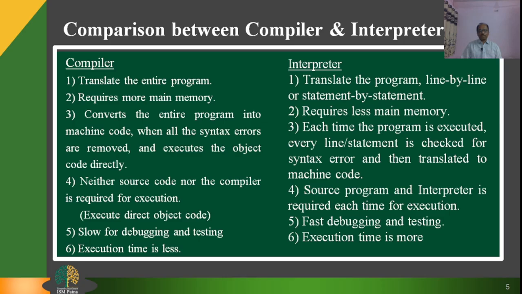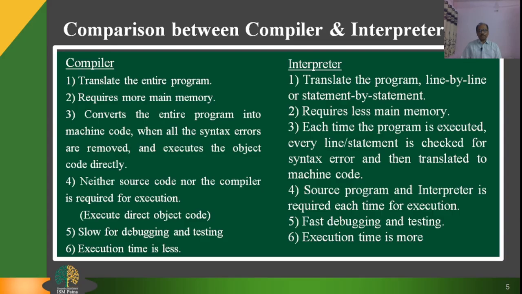The compiler requires neither source code nor the compiler itself for the execution. It executes direct object code, whereas interpreter requires itself with the source program for execution each time. Compilers are slow for debugging and testing, whereas interpreters are good and fast for debugging and testing. Compiler takes less execution time, whereas interpreter takes more execution time. So, guys, you have understood how these are the same and how these are different from each other.